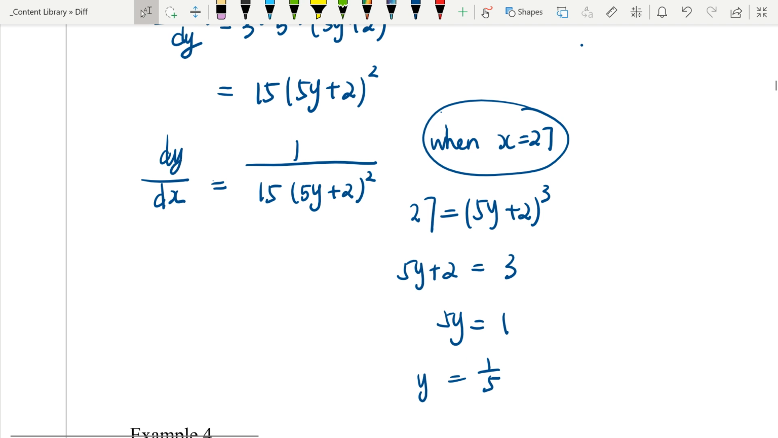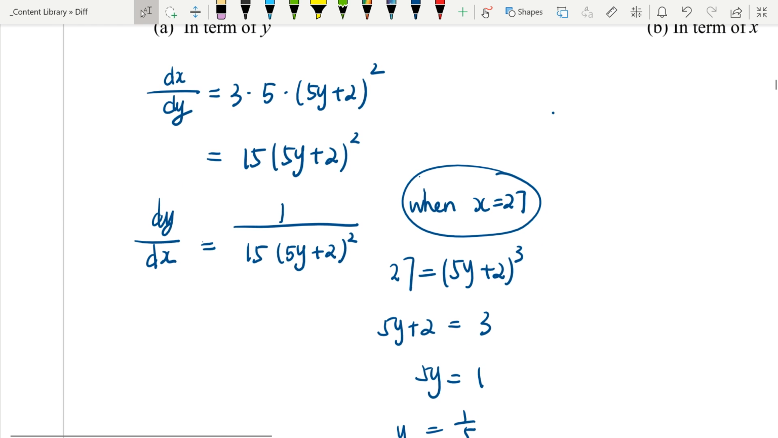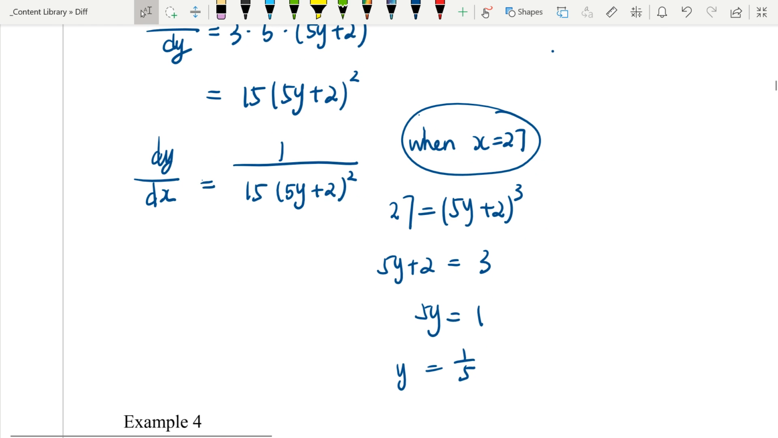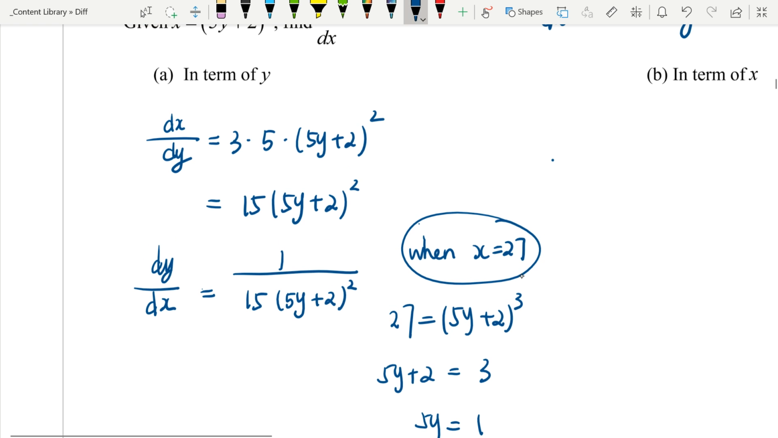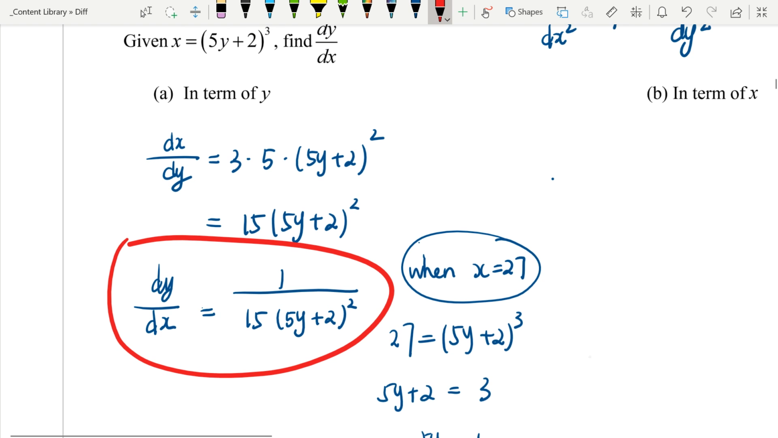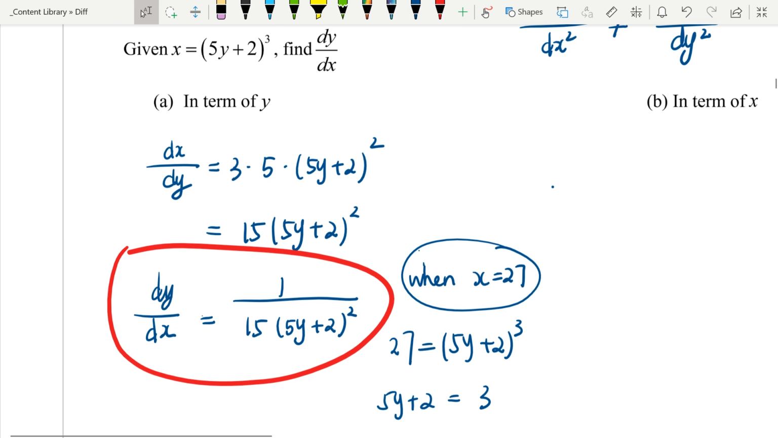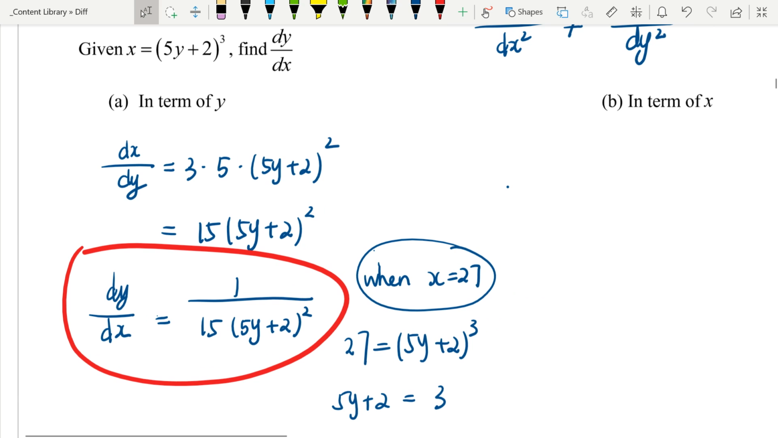So your gradient is actually in terms of y, not in terms of x. So you will sub 1 over 5 into dy/dx to get the gradient at x equals 27. So I have answered the first one. Well, I don't really need the substitution thing; this will be the answer. I found dy/dx in terms of y already. How can I find dy/dx in terms of x?